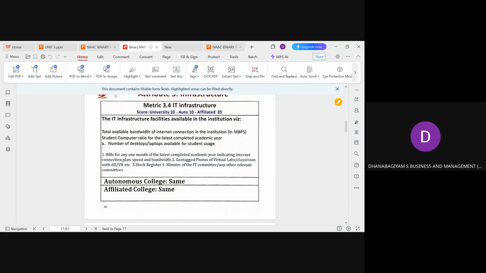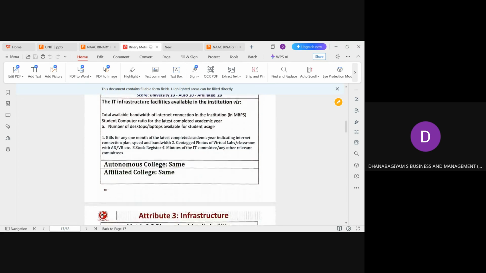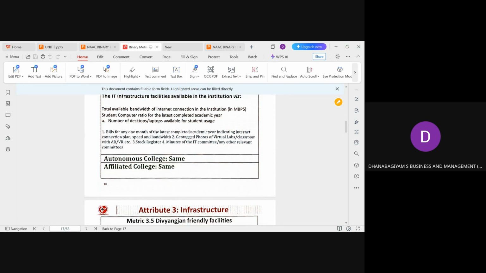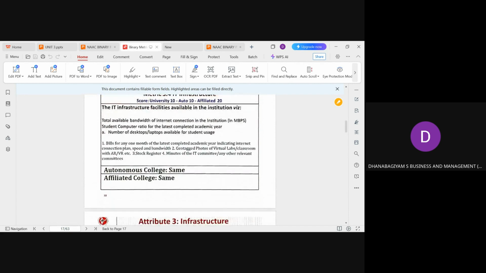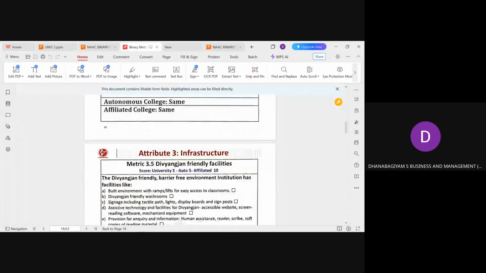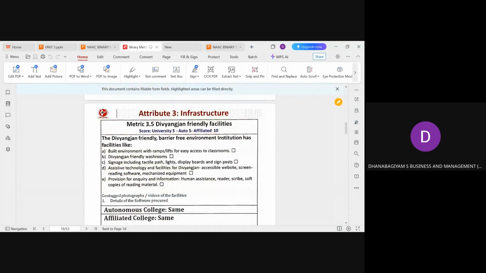For all of this, we can have geotagged photos of virtual labs and classrooms, a stock register needs to be maintained, and minutes of the IT committee and relevant committees. So here we should maintain proper documents. Proper bills need to be filed within our infrastructure facilities.